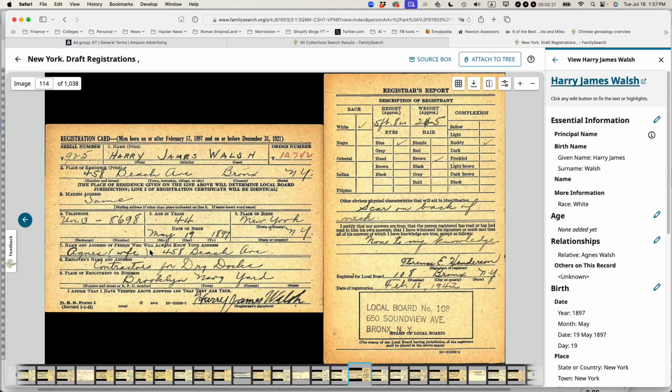Name and address, a person who will always know your address. So Agnes, that was the wife, where they live, 458 Beach Ave. So you can see they're living at the same place. It shows their job. Maybe you don't know their job. You can get that information too. You even get their handwriting.